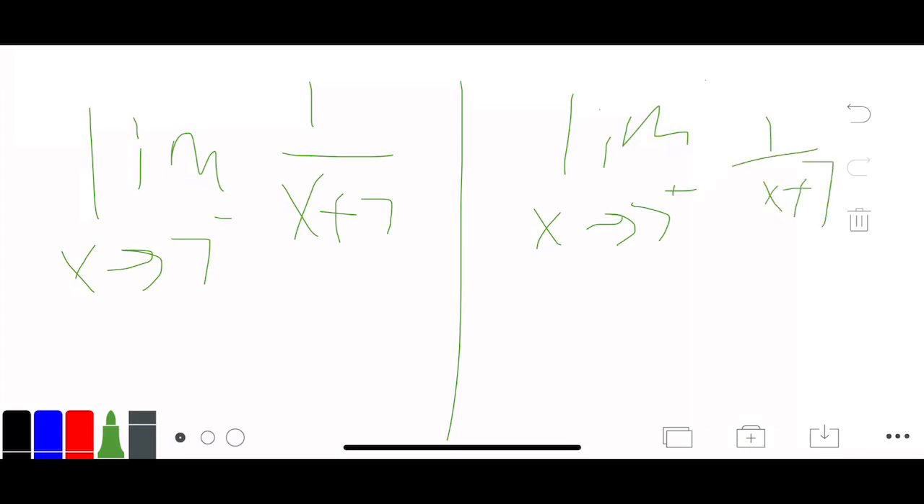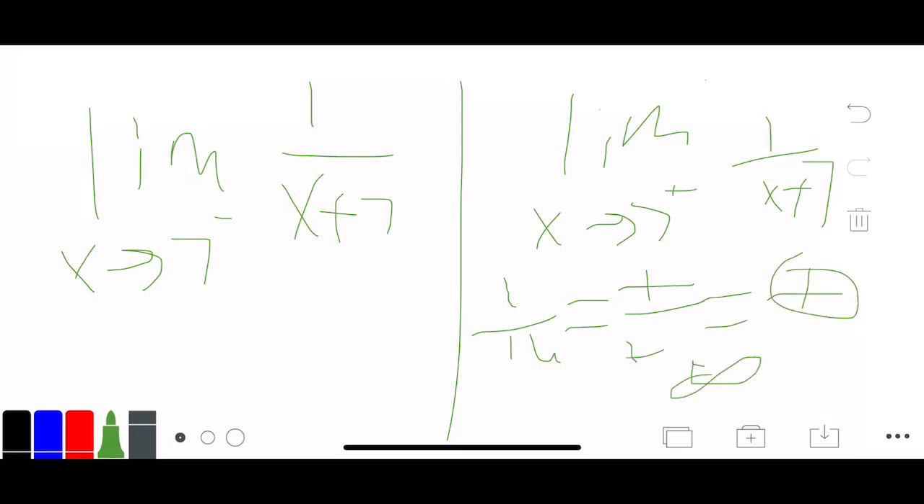So we're not looking at the value, we're looking at whether it's negative or positive. So you want to plug in 7. 7 plus 7 is 14, so that's 1 over 14. And they're both positive. Positive over positive equals a positive, which is positive infinity. You don't have to write the positive sign, but you can.